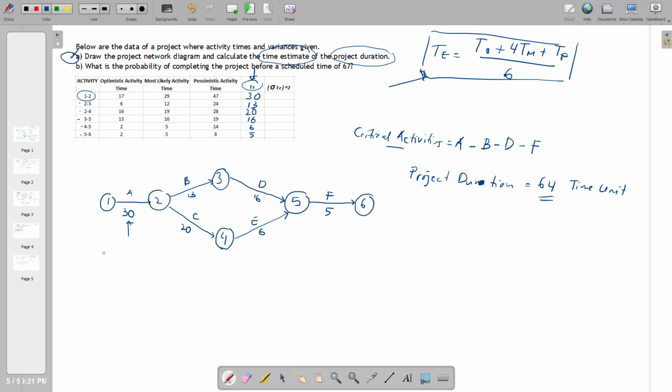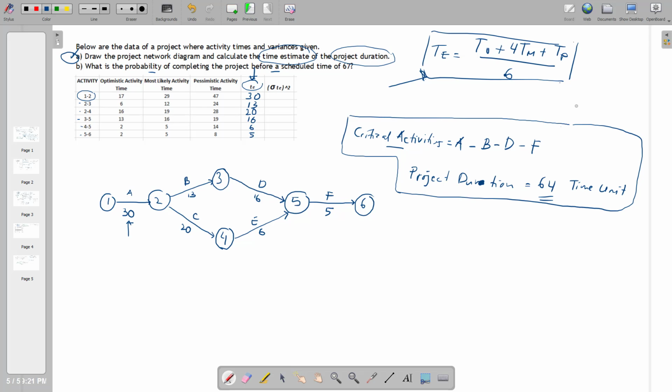Right, so next question. What is the probability of completing the project before a scheduled time? Before we go to the calculation of question B, any question for question A first? Any question for A?